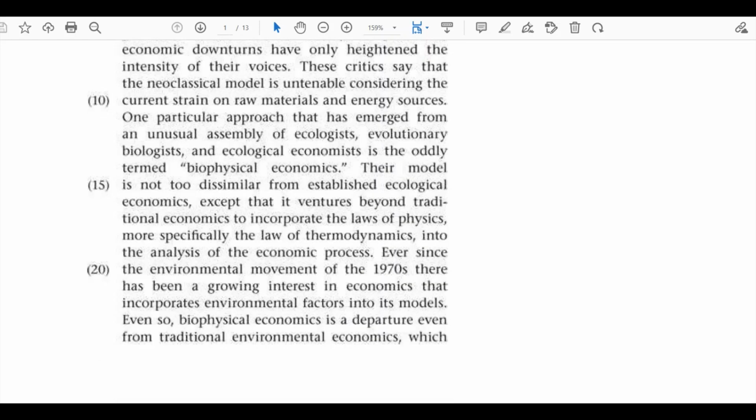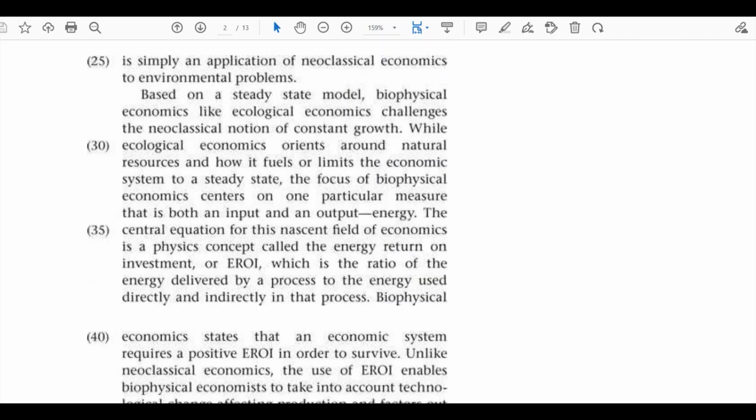Ever since the environmental movement of the 1970s, there has been a growing interest in economics that incorporates environmental factors into its models. Even so, biophysical economics is a departure even from traditional environmental economics, which is simply an application of neoclassical economics to environmental problems.